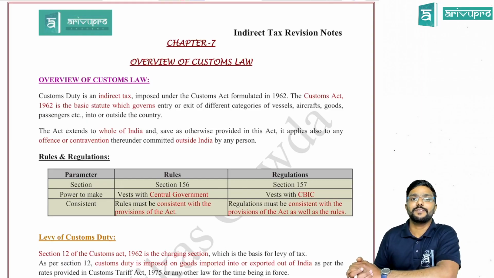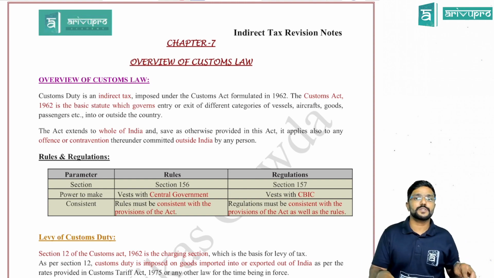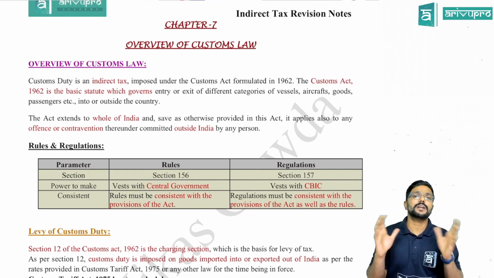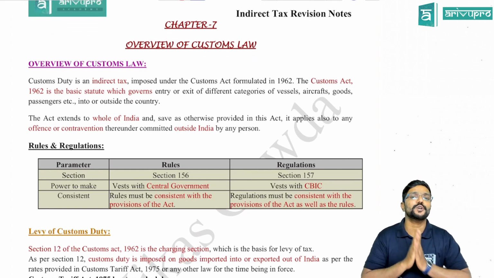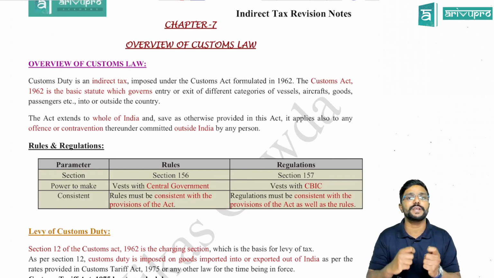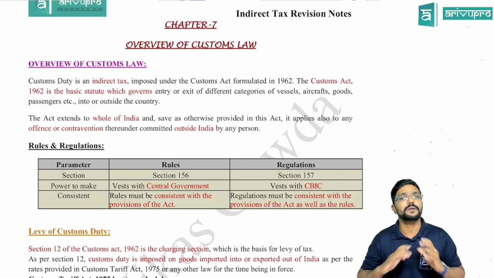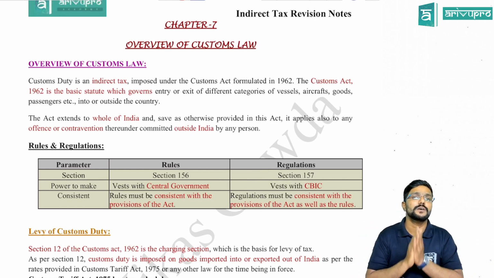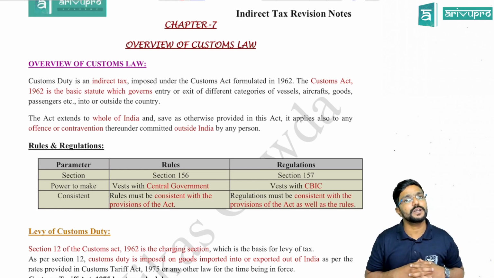Fine guys, we'll revise now chapter 7, which talks about overview of customs law. Customs law or customs duty is a part of indirect taxes. Whenever there is an import or export of any goods, the customs duty would be levied. That is import duty, and export duty. Both are covered under the customs law, which is purely the revenue of central government.